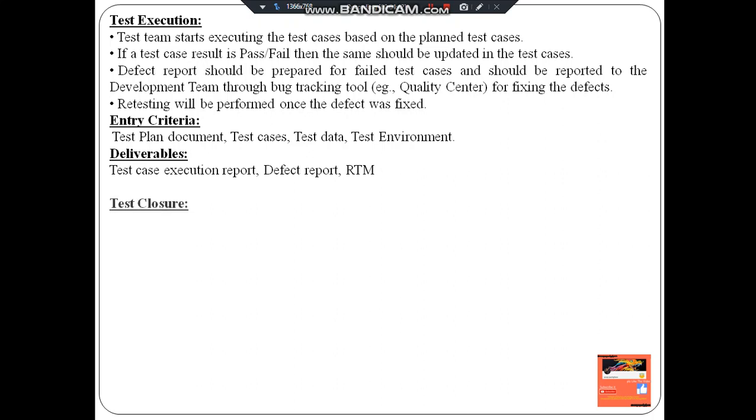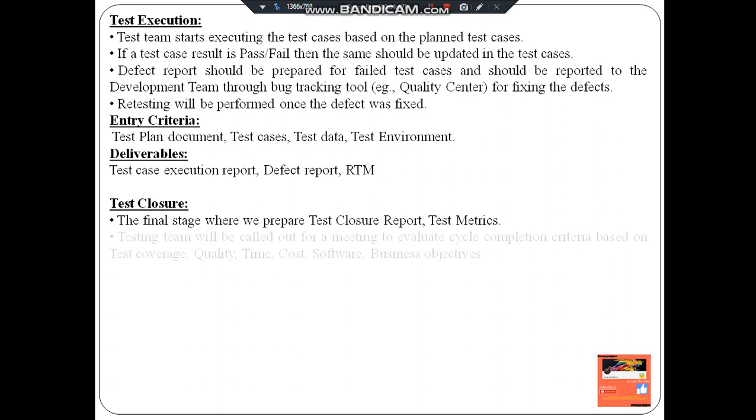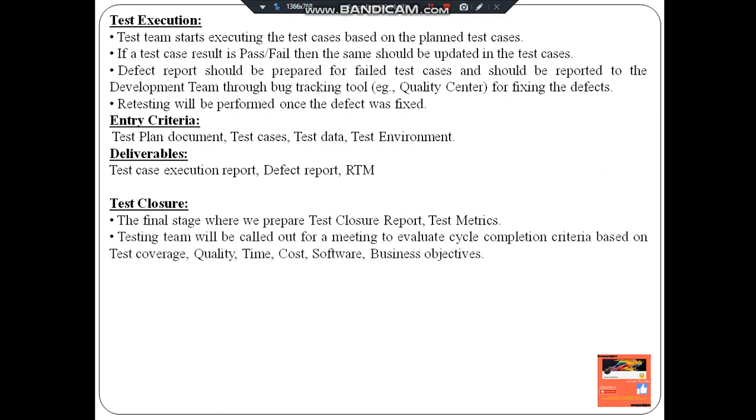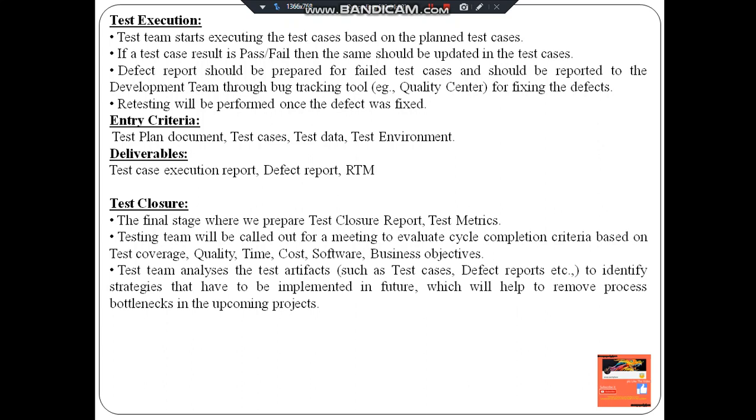Sixth, test closure, the final stage where we prepare the test closure report and test metrics. The testing team will be called for a meeting to evaluate cycle completion criteria based on test coverage, quality, time, cost, software, and business objectives. The test team analyzes the test artifacts such as test cases, defect reports, etc. to identify strategies that have to be implemented in future, which will help to remove process bottlenecks in upcoming projects. Test metrics and test closure report will be prepared based on the above criteria.